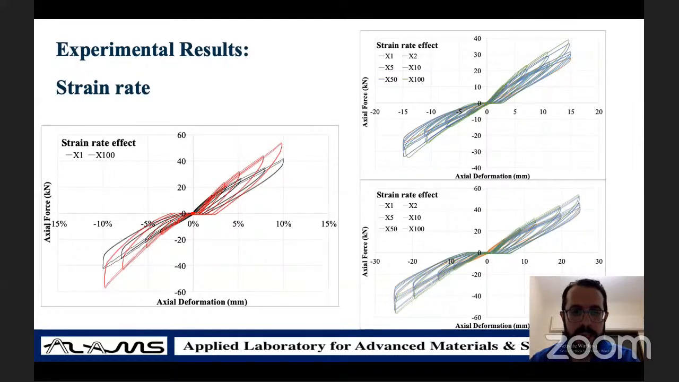It is considerably noticeable here that with increasing the loading rate, starting from the original rate all the way up to 100 times the original rate, which was 1 inch per minute. So we started from 1 inch per minute, 2 inches per minute, 5, 10, 50, and 100 for both loading protocols. And as you can see, the higher the rate, the higher maximum force or axial force capacity we can observe, and also some increase in the energy dissipation capacity.